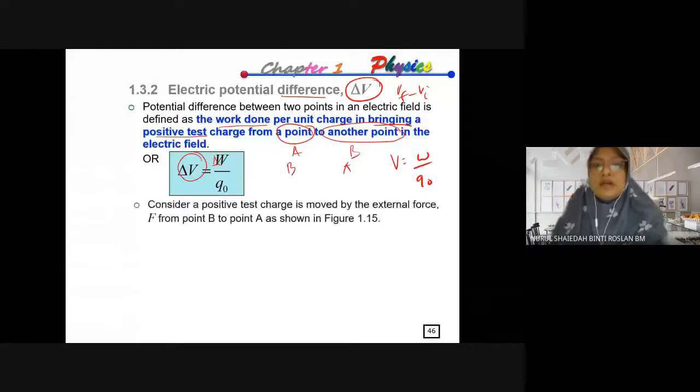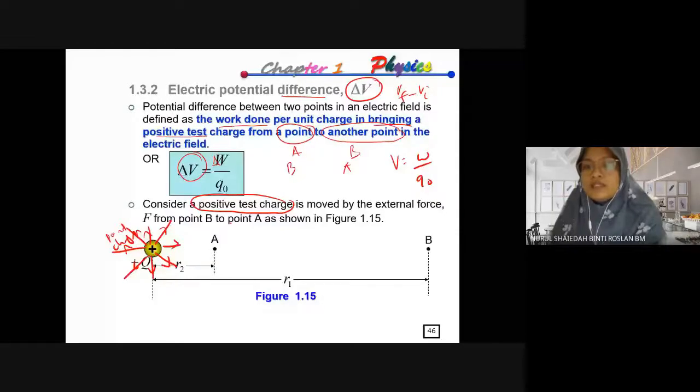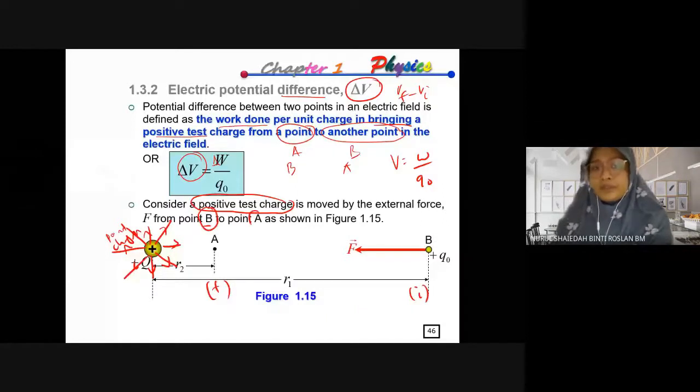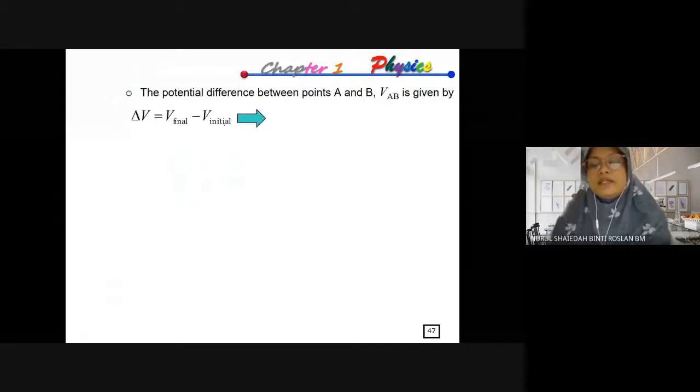So what does it mean? Consider we have a positive charge moved by an external force F from point B to A. If you look here, what is the difference between this picture and that one? This one is a point charge, this is a point charge. This is the one that produces an electric field. This one and this one don't produce an electric field. This one is just a point, a place. This is the place to put the test charge. We have a positive test charge at B. So, this is your initial position. This is your final position, because it wants to move from point B to point A. So what happened? There is a potential, potential arises because it moves. So there is a potential difference because of the change in position. So, V final minus V initial. Who was final? A. So that's why VAB, final goes first.